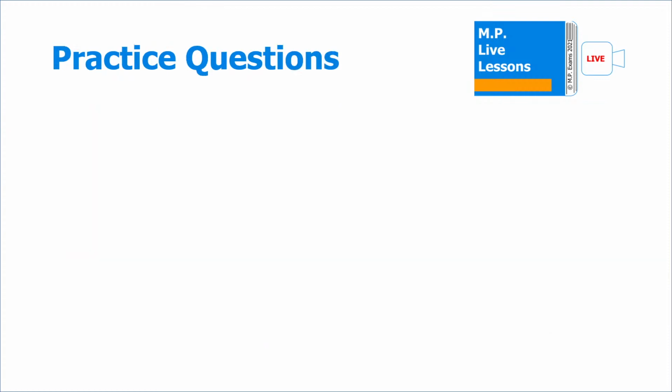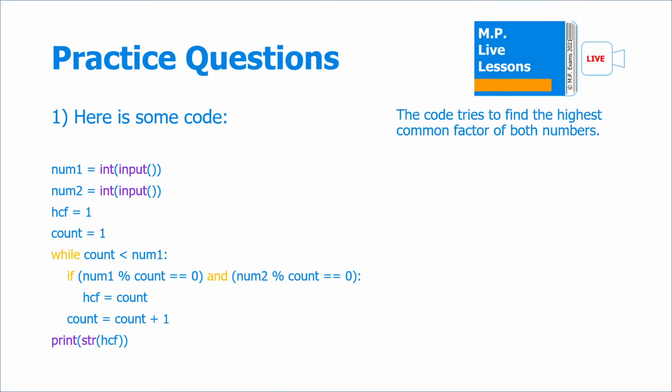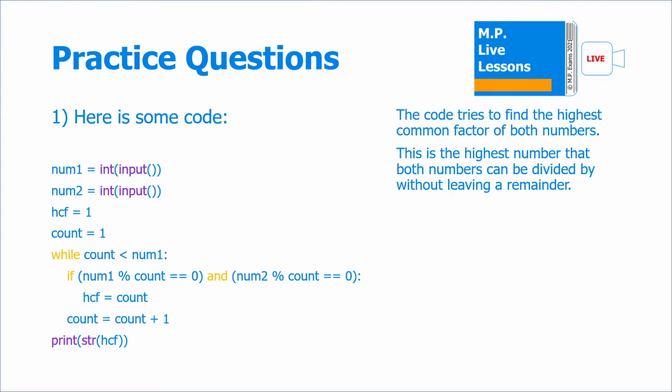Now we're going to finish off with some practice questions. First we have some code, and this tries to find the highest common factor of two numbers. The highest common factor is the number that can divide into both numbers without leaving a remainder. So it's like divisible by both numbers.